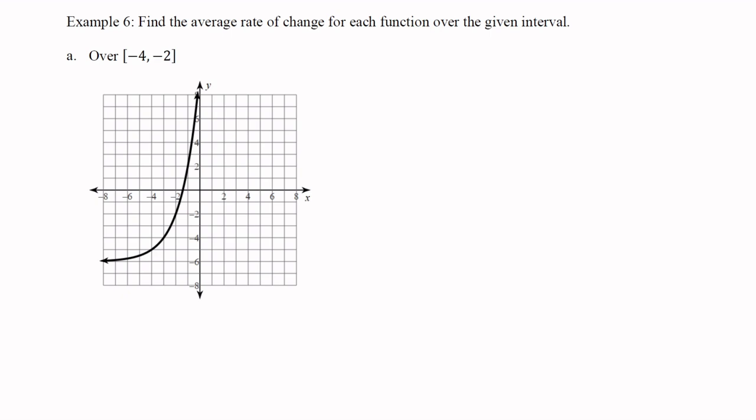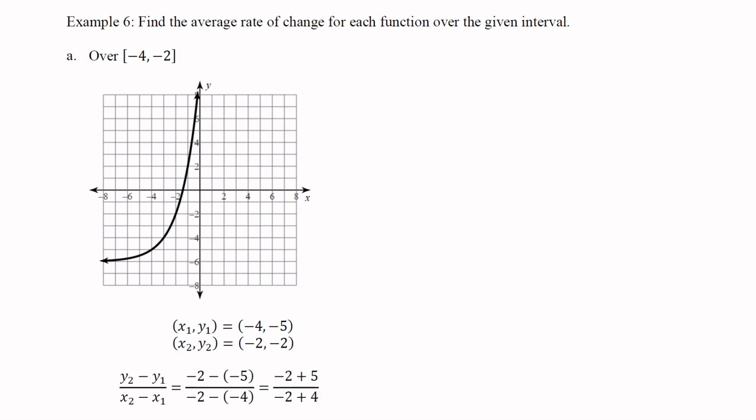So from -4 to -2, you are going to find -4 on the x-axis, follow that down to your graph, and you're going to find that the y value that goes with it is -5. For -2, you follow that down, and you find the y that goes with it is -2, and then plug it into your average rate of change formula, and you get your final answer of 3/2.